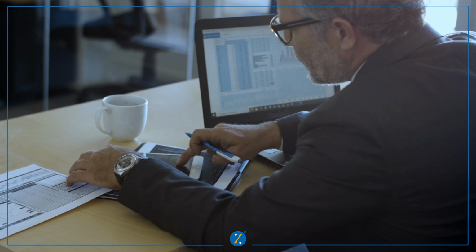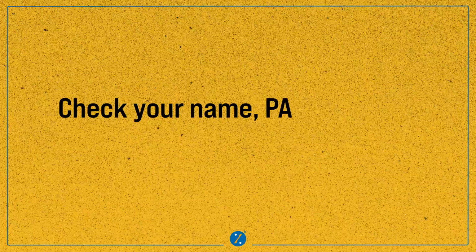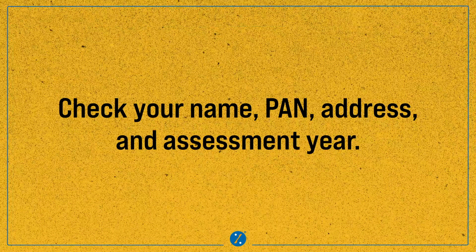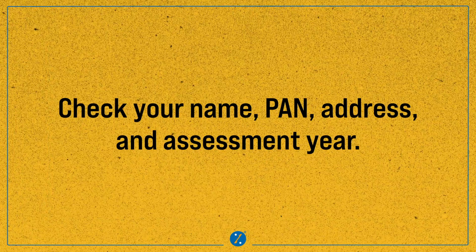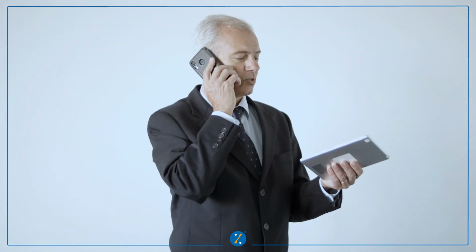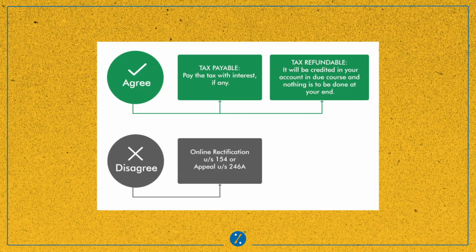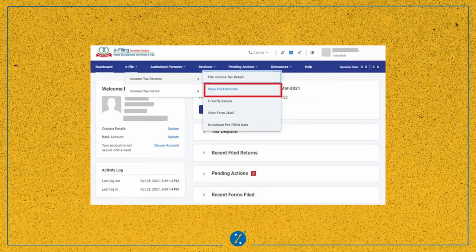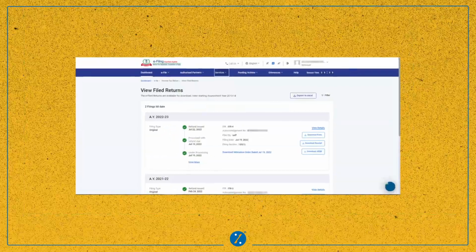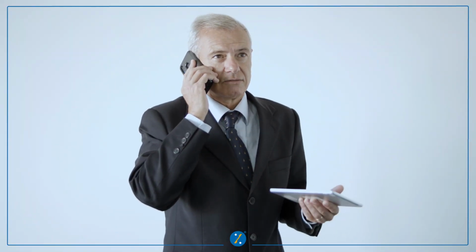Step 1. First, review the details to ensure accuracy. Check your name, PAN, address, and assessment year. If you find mistakes that can be rectified, file a revised return online. Step 2. If you disagree with the adjustments made, file an online rectification application under Section 154(1). You can also respond to any tax demands on the e-filing portal. If you're unsatisfied with the processing, file grievances or contact your assessing officer.